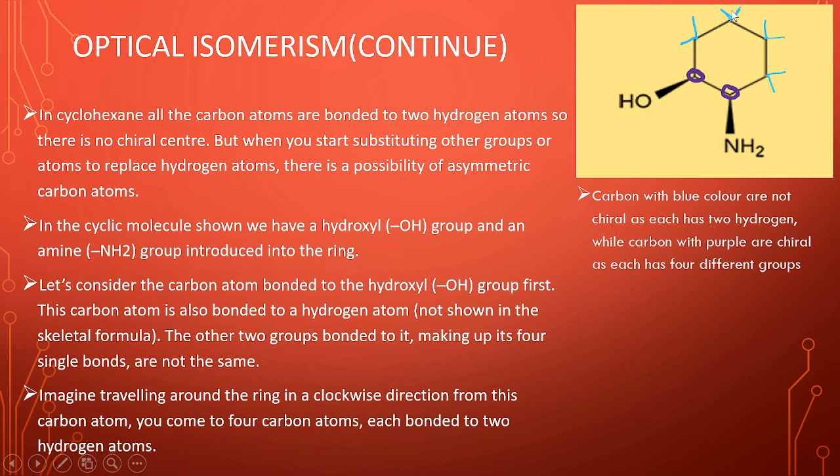Again, two hydrogens, two hydrogens, two hydrogens, so these are not chiral. But the purple one has only one hydrogen, and then the whole of this group. So this one is chiral and this one is chiral. So it means that it will show a kind of isomers, optical isomers.